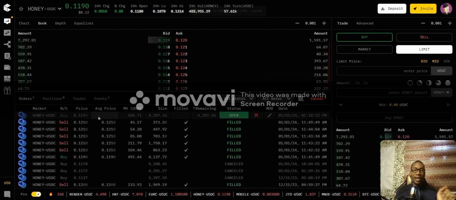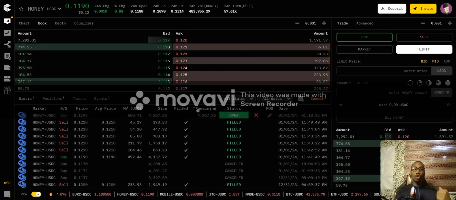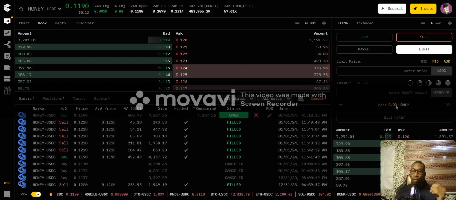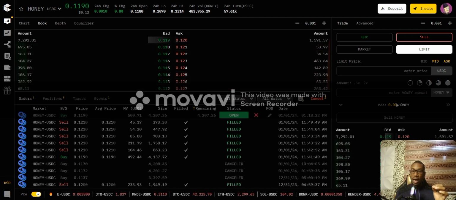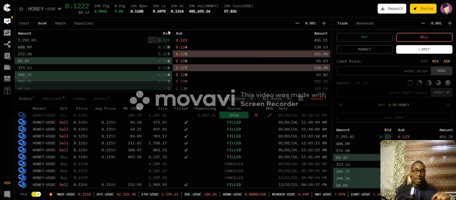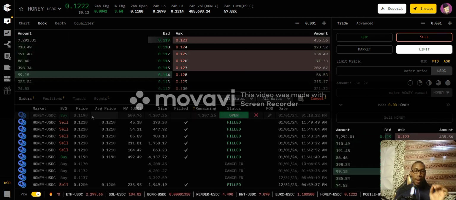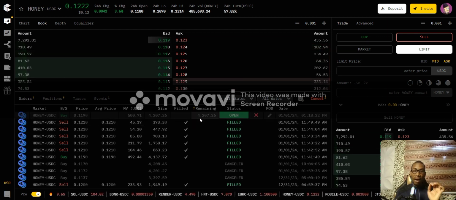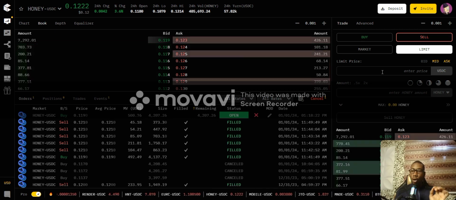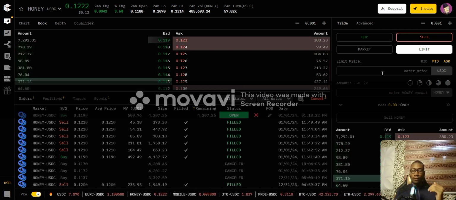So once this order is fulfilled, then I'm going to place a sell order. You can see I have no honey right now on this account because this buy order is yet to be executed, and you can see how the price is moving upward. So once my buying price is executed and I have over 4,207 honey with me, I'm going to place a sell order immediately at a very high price so that I make profit from it.